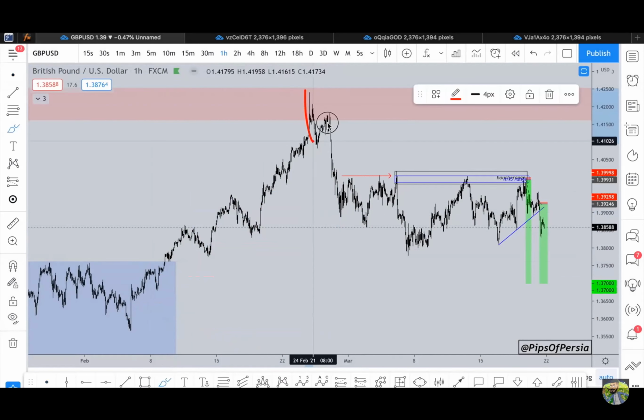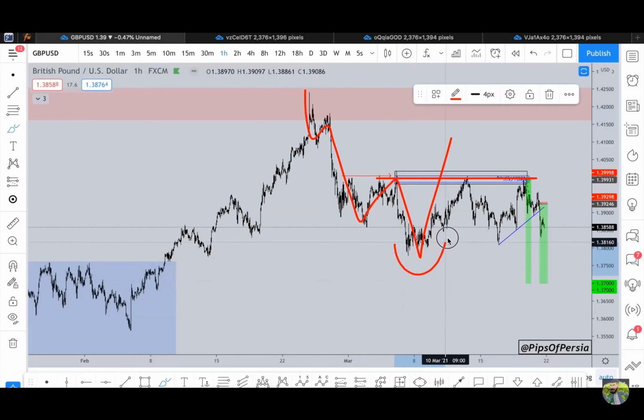When I'm getting this pullback over here, first, I want to see a break of structure to the upside. I first want to know for a fact that this is the bottom of that pullback and this is indeed going to reverse from there. So naturally, that's exactly what I will be waiting for there.